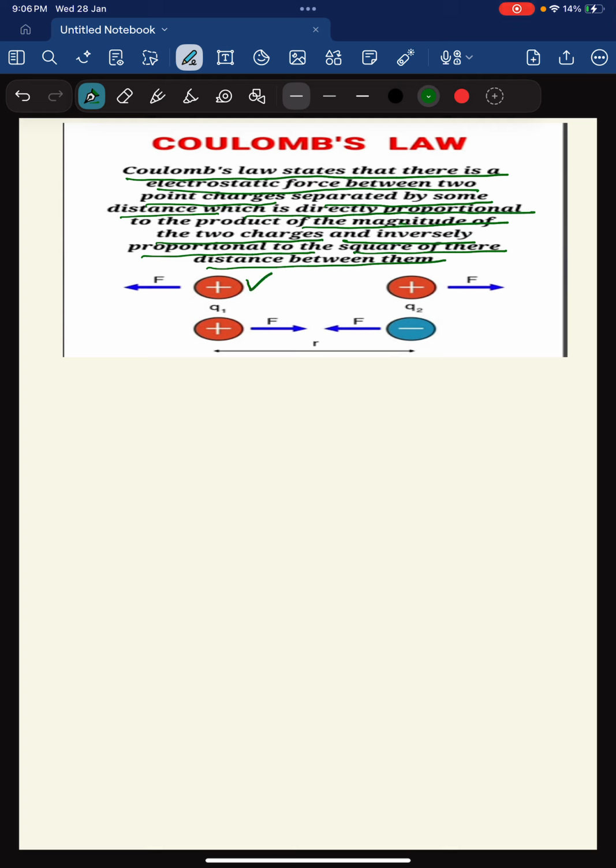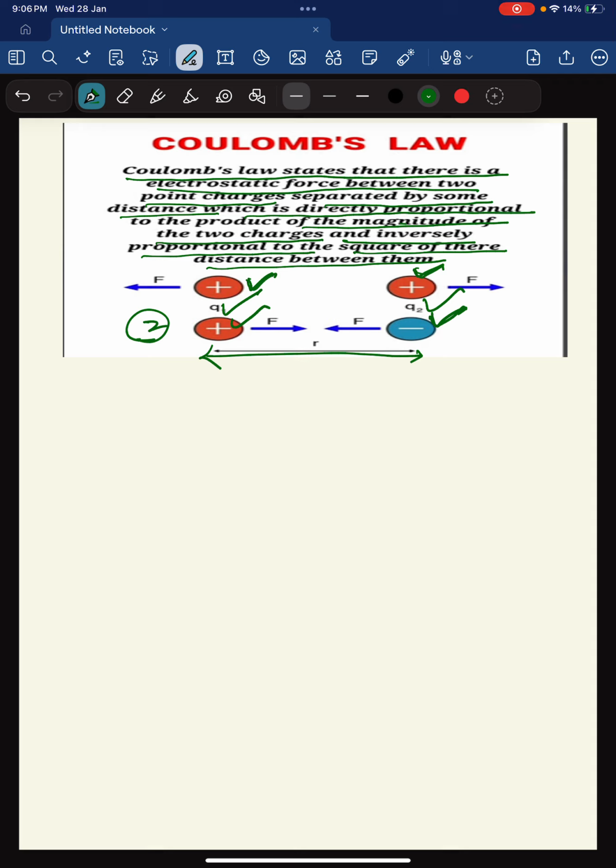Look at the diagram here. We have two charges, q1 and q2. In the first case, q1 is positive and q2 is also positive. As we know, like charges always repel each other. In the second diagram, q1 is positive and q2 is negative. As we know, opposite charges always attract each other. Whatever it may be, these two charges are separated by a distance r, and they will either attract or repel each other with some force.